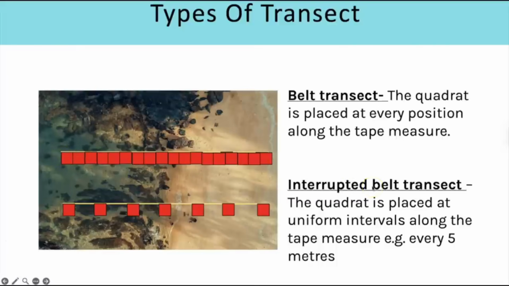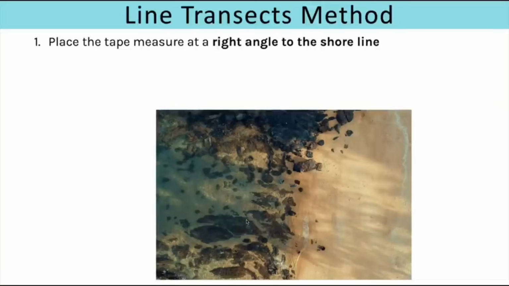An interrupted belt transect is what is most commonly used. This means you place your quadrat at intervals along your tape measure. And it might be every 5 meters, every 10 meters. However far you start to notice a difference, that's the frequency that you'd need to place them to make sure you don't miss any important information. You still have to repeat multiple times though.